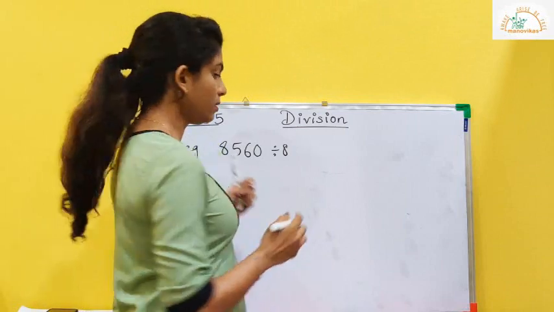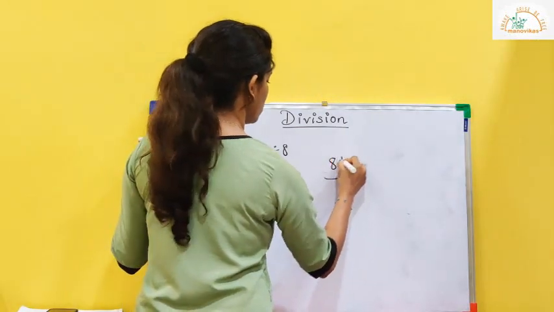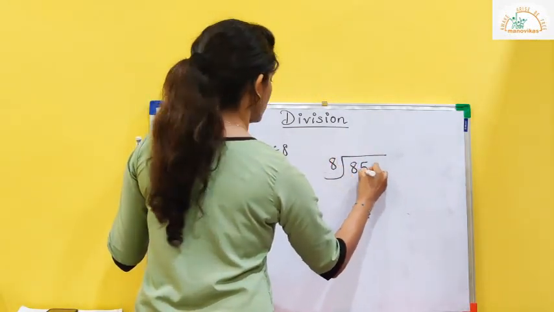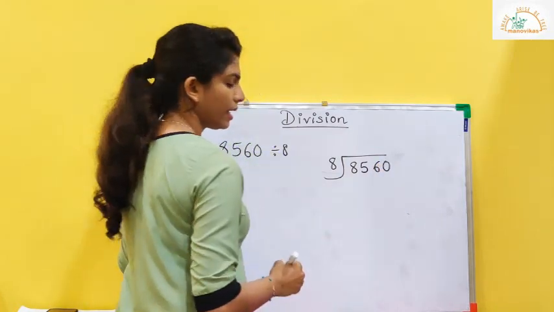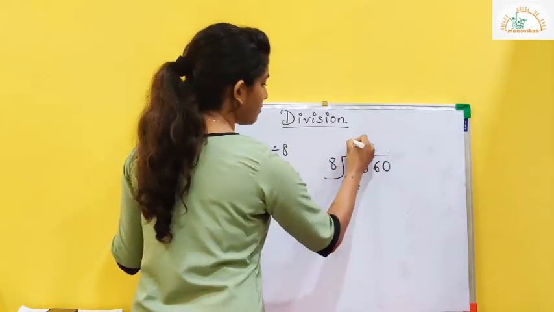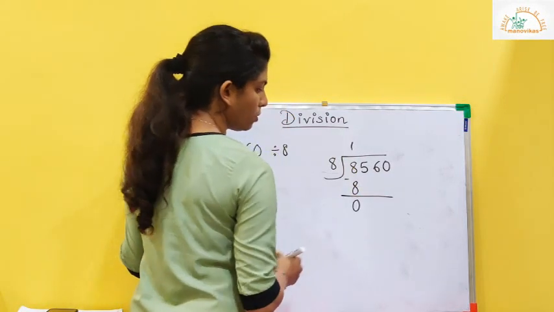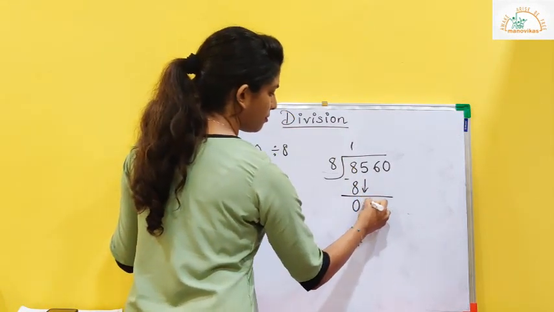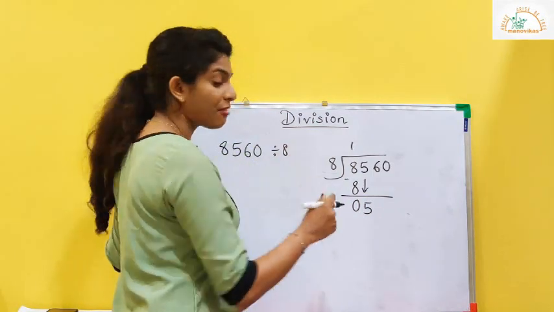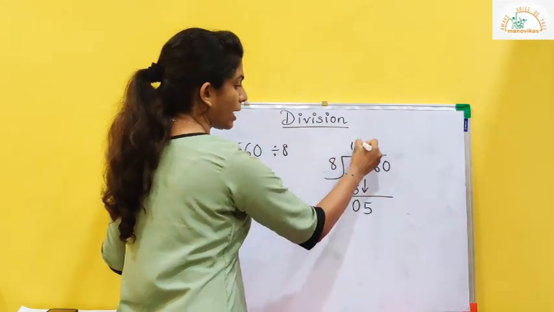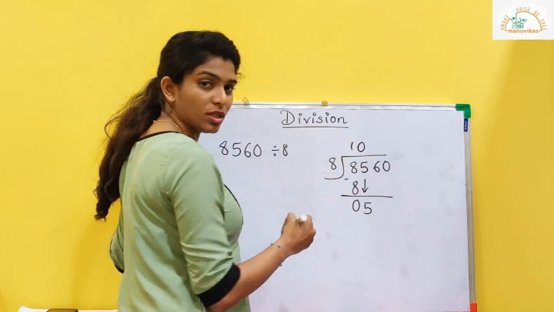Let's take one more example. So we have 8560 divided by 8. So 8 ones are 8. I get 0. Bring down 5. Now here 5 is smaller than 8. So I add a 0 in the quotient.